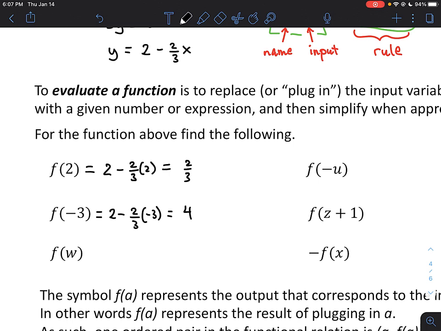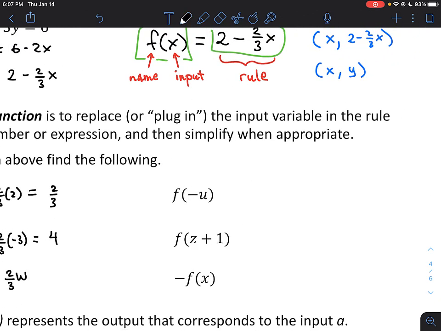You could even plug in expressions. It doesn't have to be a number. If I say, hey, what's f of w? Then you would say 2 minus 2/3 of w. And that's about as far as we could take that, because I don't know what w is. You can plug in, like negative u. So this would be 2 minus 2/3 of negative u, which you could rewrite as 2 plus 2/3 of u.